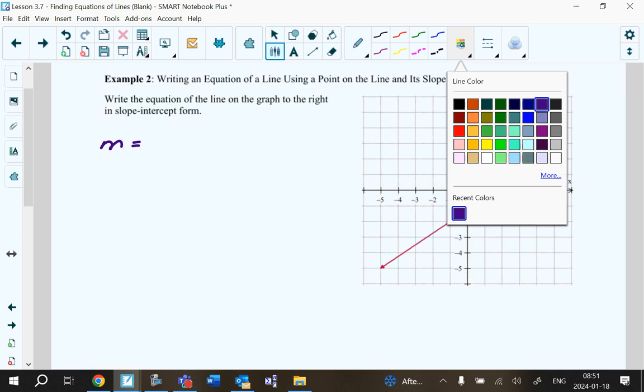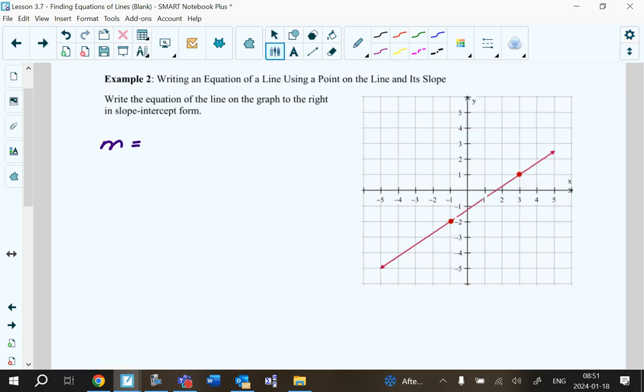From this point to this point, I rise +3. And then I must run +4. So the slope is +3 over +4, which is 3 over 4. But b, I'm going to have to figure out. So I'm going to actually have to find it. And I find b using y equals mx plus b.